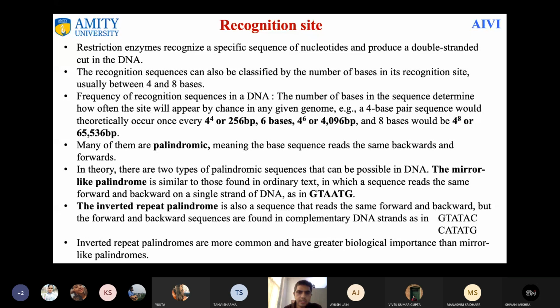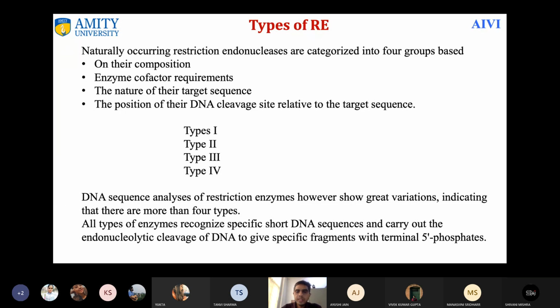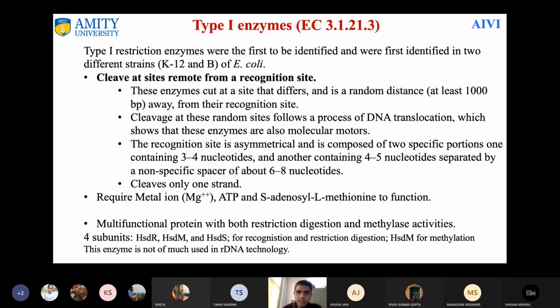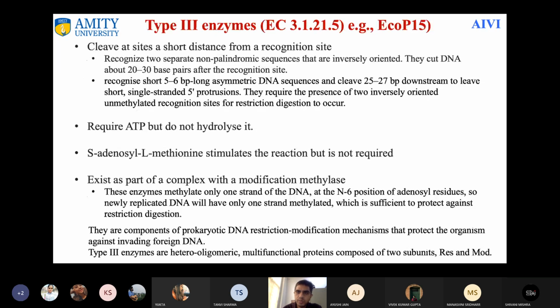And cutting type, symmetric and asymmetric, is also there. That is the property of your endonuclease. Then we come to the types of restriction endonuclease on the basis of their property, their nature, their recognition site, their composition, their requirement. We classify them into 1, 2, 3, and 4. Then we talked about type 1, which cuts at a remote location. And type 3 also cuts at a remote location, but the remoteness is different. Remoteness in case of type 3 is less, whereas in case of type 1 it is very large.